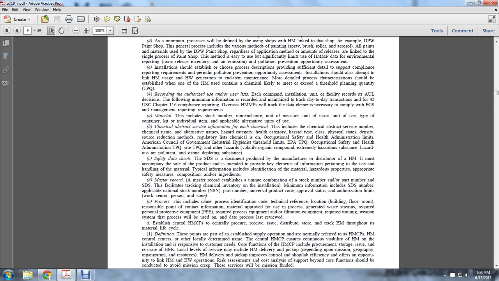Establish the center of the hazardous material control program. This is central to procure and receive, issue, distribute, store, and track the hazardous material throughout its material life cycle. Definition. These points of the part of the established supply of the operational normally will refer to the hazardous material command control program, hazardous material control centers.